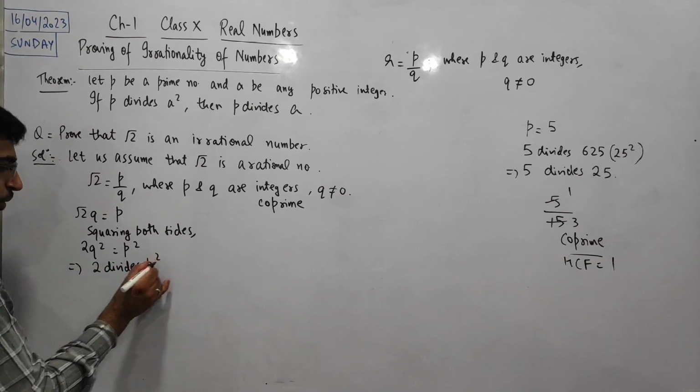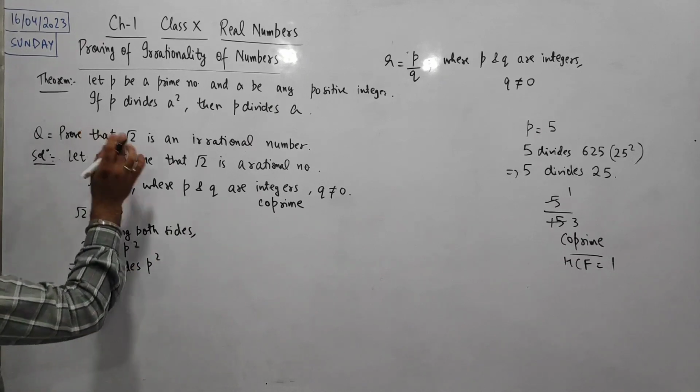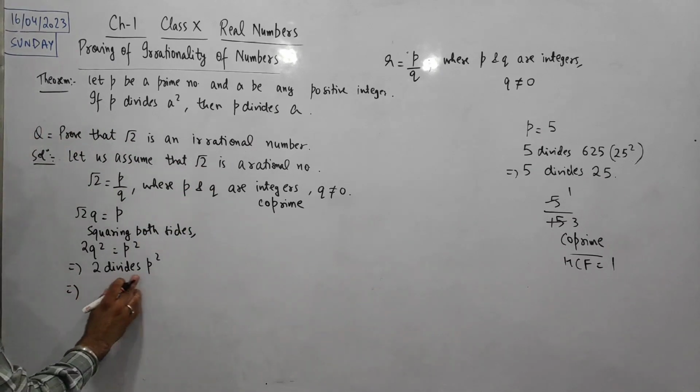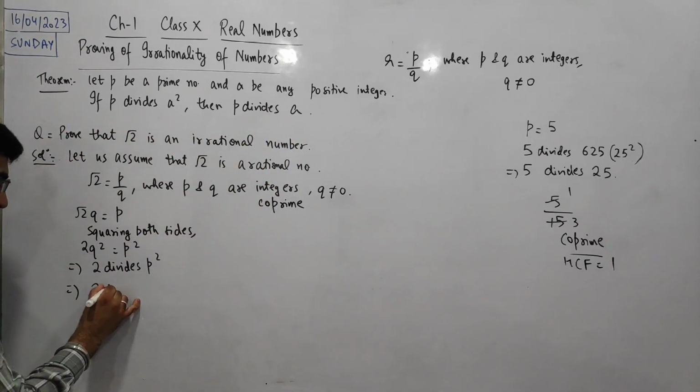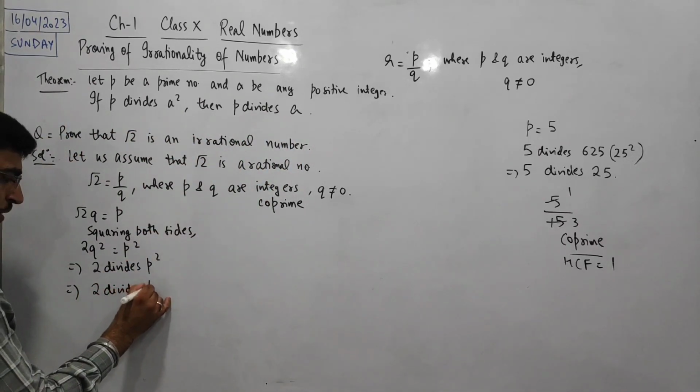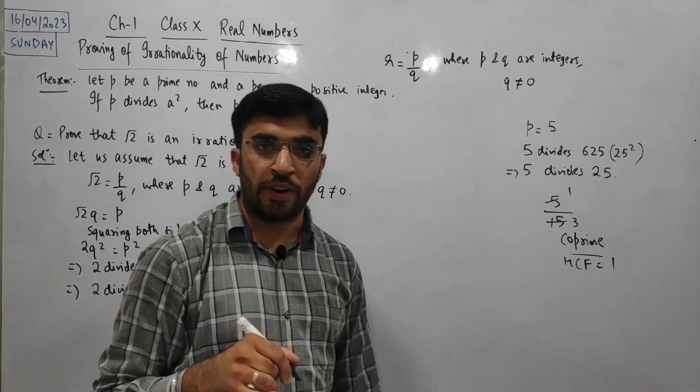Now 2 divides p square. From that theorem, 2 is a prime number and p is any integer. Since 2 is dividing p square, we can say that 2 divides p also. So 2 divides p square, and we are getting 2 divides p also.